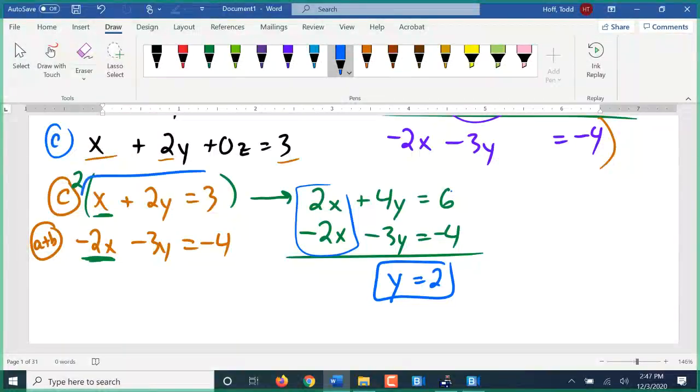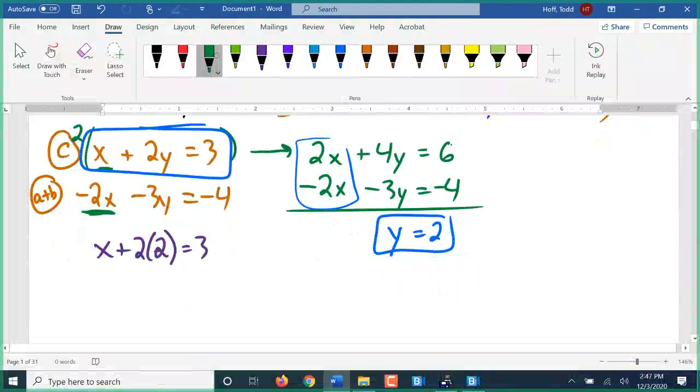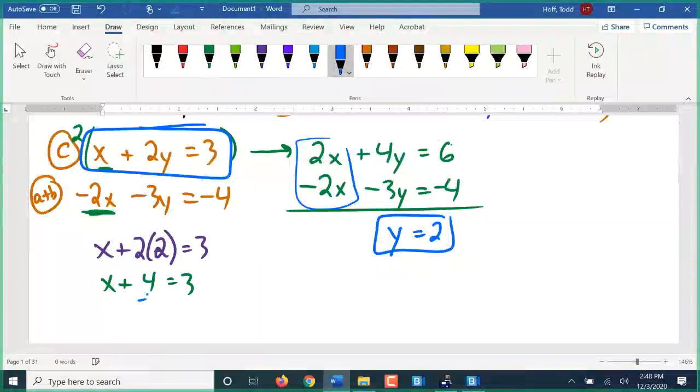Let's go back. We're going to use this equation to find x. x plus 2 times 2 equals 3. 2 times 2 is 4. x plus 4 equals 3. If I subtract the 4 from both sides, x equals negative 1.